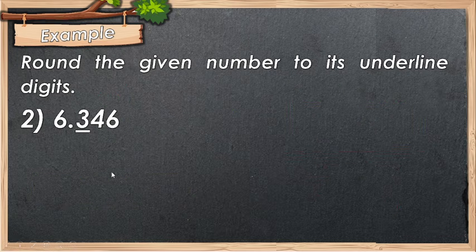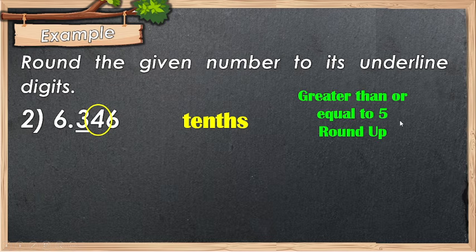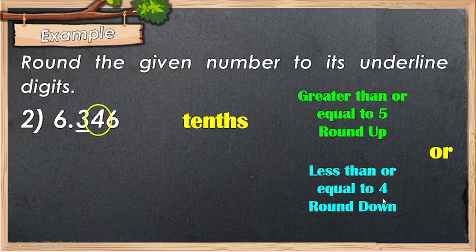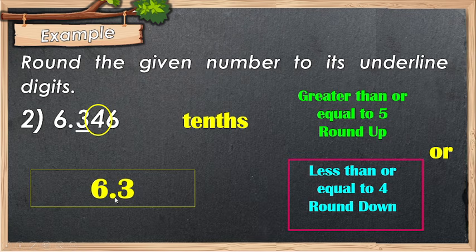Another example, we have 6 and 346 thousandths. The underlined digit is 3. Look at the digit to the right of 3, which is 4. That would be the tenths place, the underlined digit. If it's greater than or equal to 5, round up, or if it's less than or equal to 4, round down. What do you think is the answer? The correct answer is round down because it is less than or equal to 4. The answer is 6 and 3 tenths.